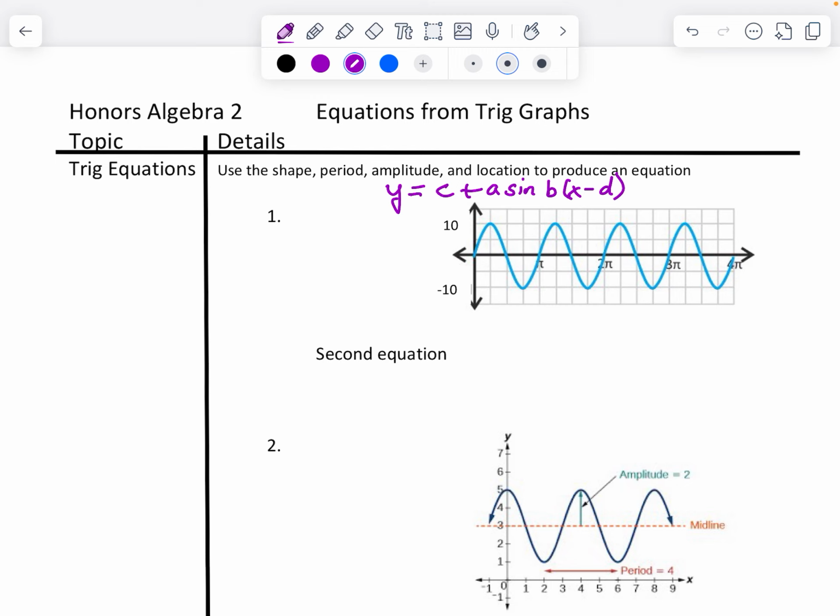b is how the period has been changed. Usually you take the standard period and divide by b and you get the new period. And then d is how much it's been horizontally translated for your starting point on the graph.